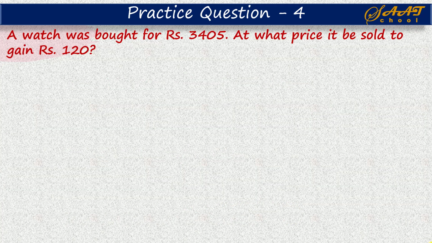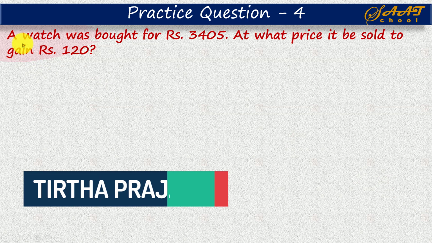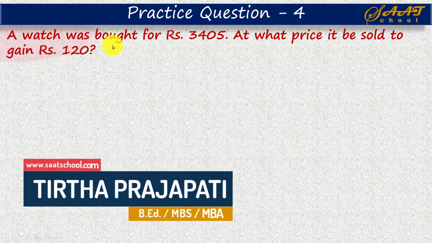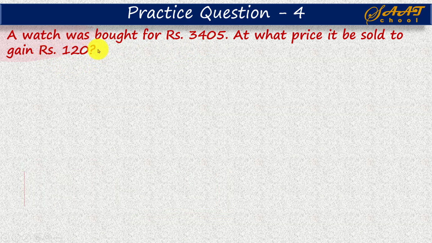Now here is practice question 4. The question is: a watch was bought for 3405. Now here this is the gain amount, meaning this is profit. So we have a profit, and this is the purchase price, that is the cost price. Now you are asked to find the selling price.